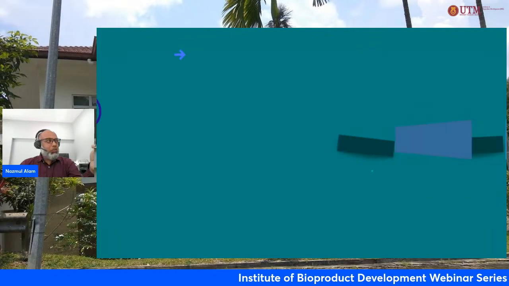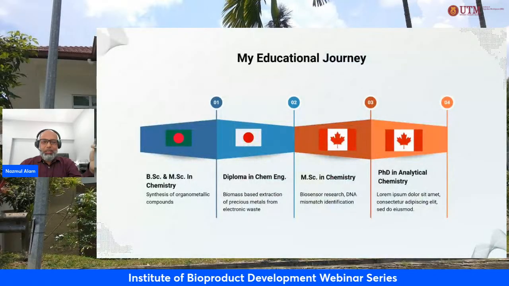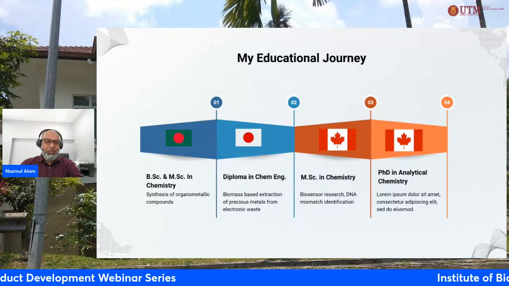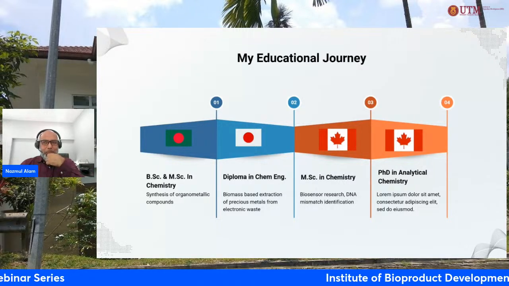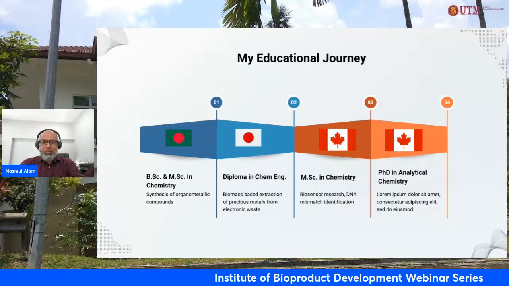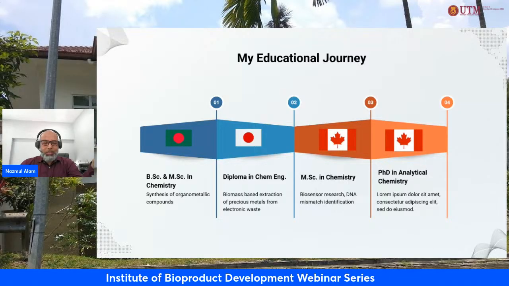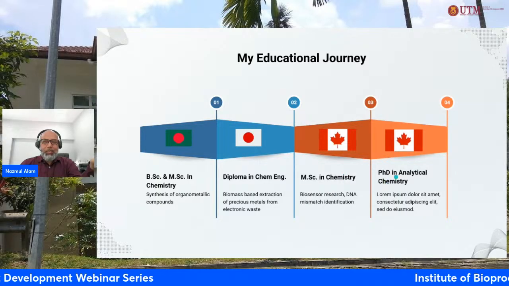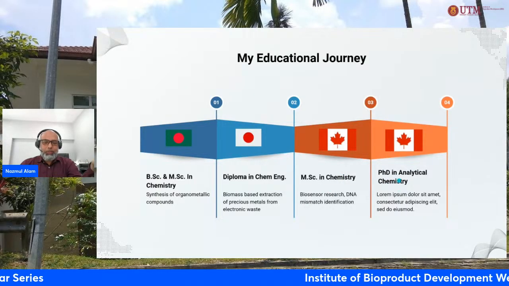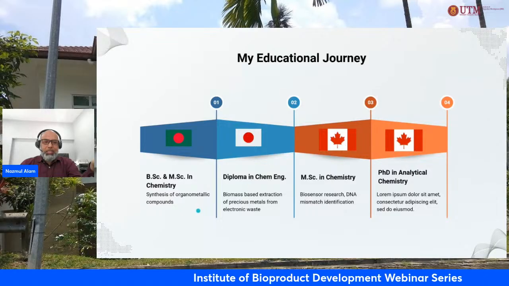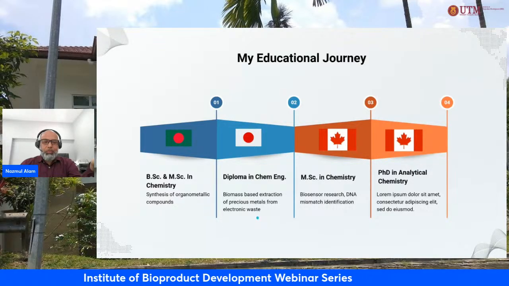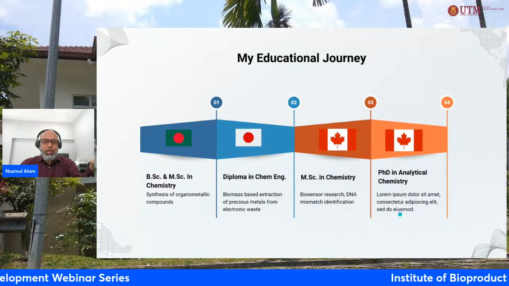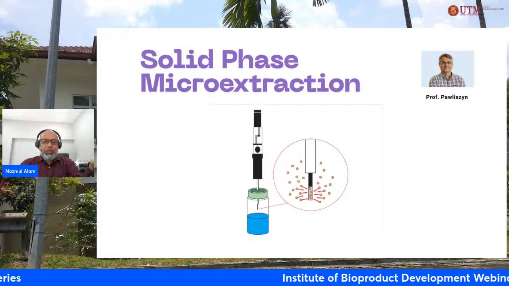Education-wise, I studied in multiple places. The first being BSc and MSc in chemistry in Bangladesh. And then I moved to Japan, where I did a diploma. And then I moved to London, Ontario, Canada, and did a master's again. And I moved to another city called Waterloo for my PhD. During this period, I studied different topics, from synthesis to biomaterial extractions, biosensor development, and also analytical chemistry.